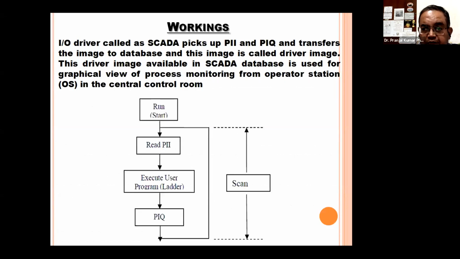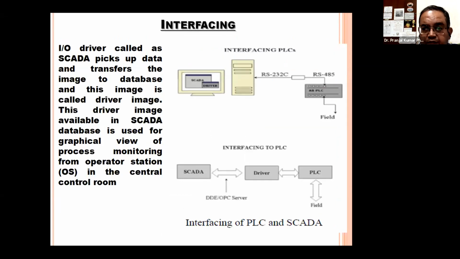So this is the working: we run, then the CPU reads the PII, executes the program, then sends it to PIQ, and finally from PII to PIQ it is scanned. It is being scanned for the SCADA database, for the graphical view of process monitoring for the operator station in the central control room. Now, how do we interface?